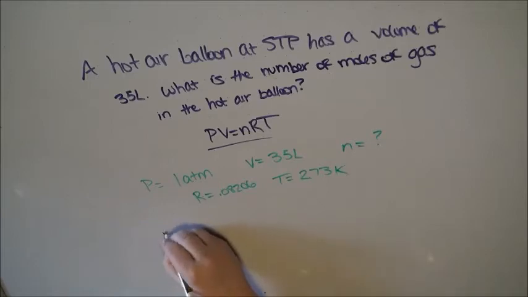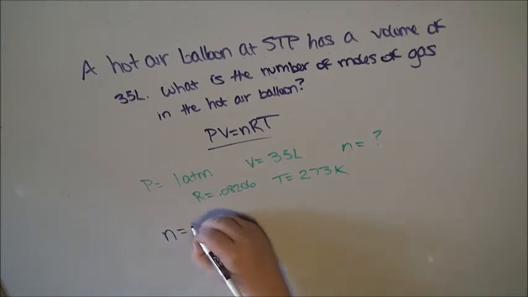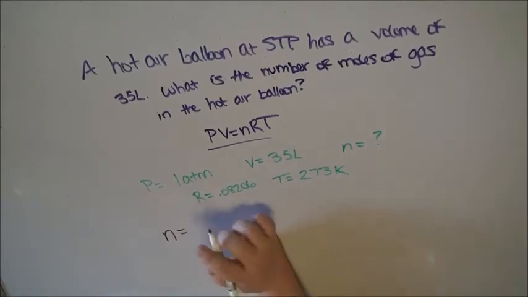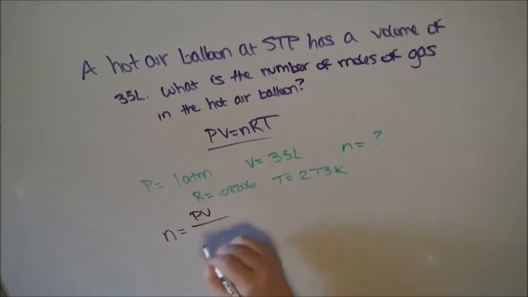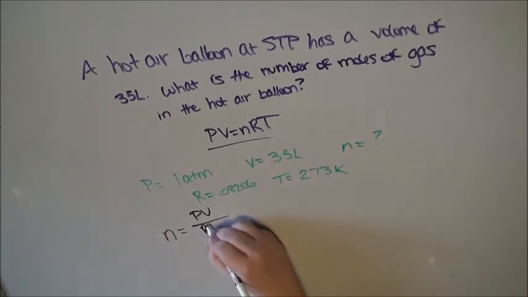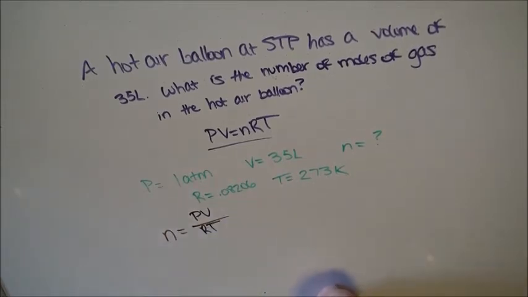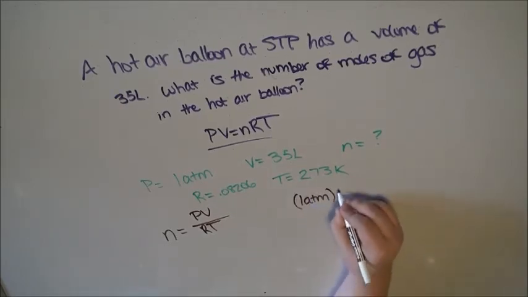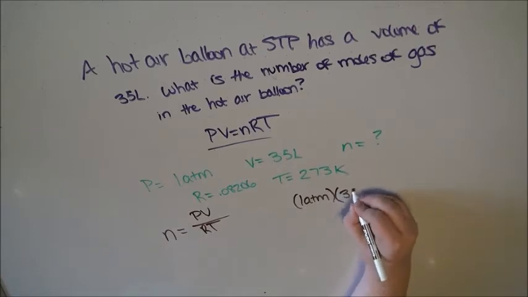The next step we must take is rearranging the ideal gas law equation so that we can solve for the number of moles of gas. And to isolate N from PV equals nRT, we simply divide both sides by RT to isolate N, and the new equation to solve for moles becomes N equals PV divided by RT.